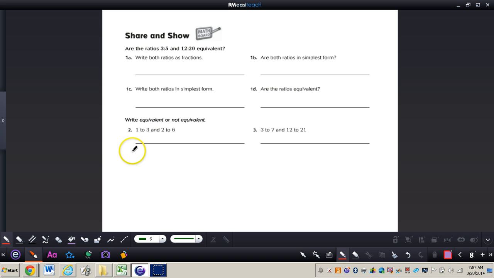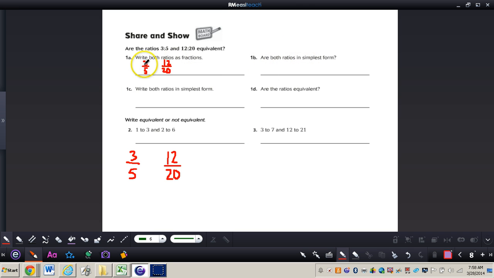We're going to write both ratios, 3/5 and 12/20, as fractions. Okay, so I want you to write both ratios as fractions. We'll even do it right up here, but you'll have to do some of this work in your math journal there. Now, are both ratios in simplest form?